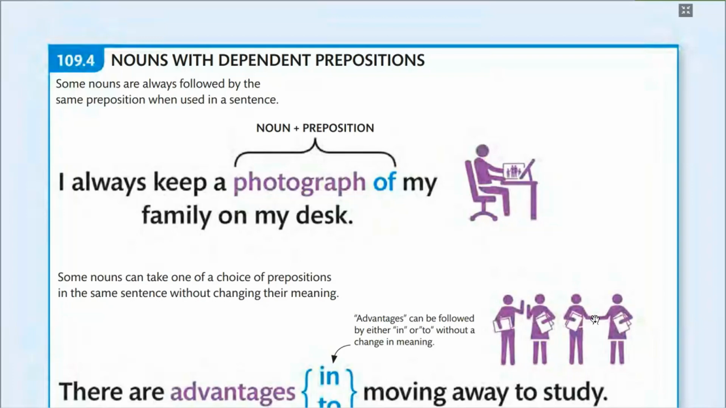We've talked about adjectives, we talked about verbs. Let's talk about nouns. Some nouns are usually followed by the same preposition when used. For example, I always keep a photograph of my family on my desk. Some nouns can take one of a choice of prepositions in the same sentence without changing their meaning.